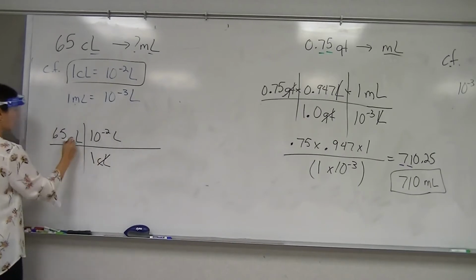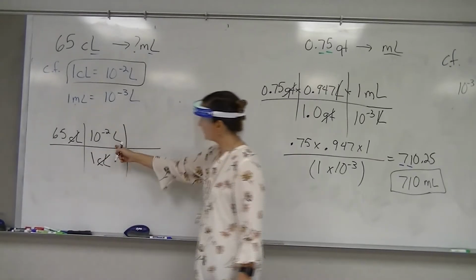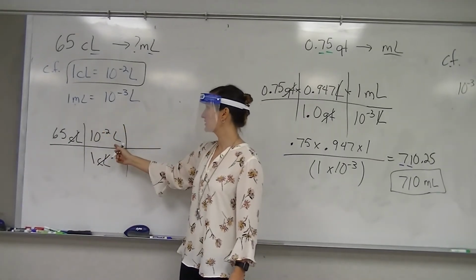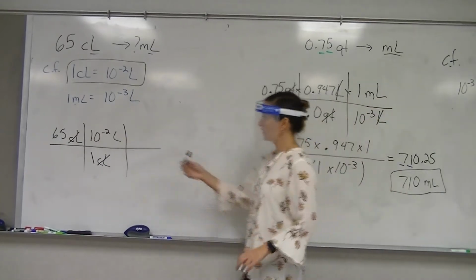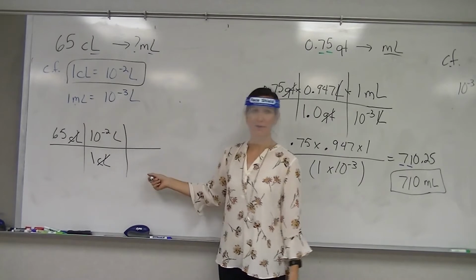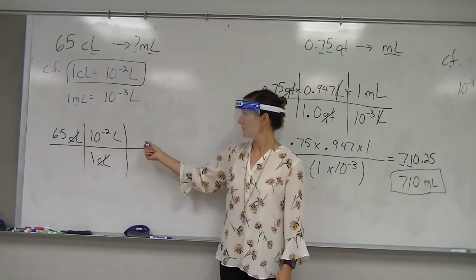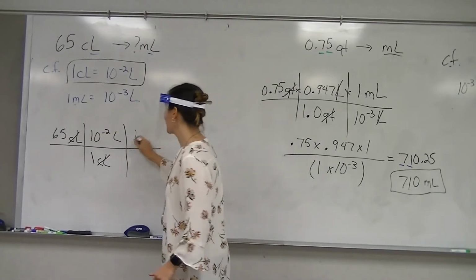Opposite sides of the horizontal line, centiliters cancel. If I were to stop there, I'd be in liters, but that's what the second conversion factor is for. It's going to get me out of liters and into milliliters. So do I want the milliliter portion on the top or bottom? The top, because that's what I want to keep.